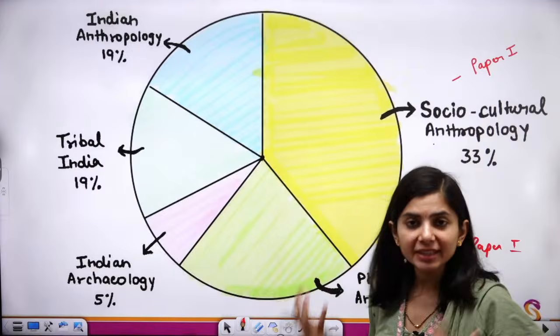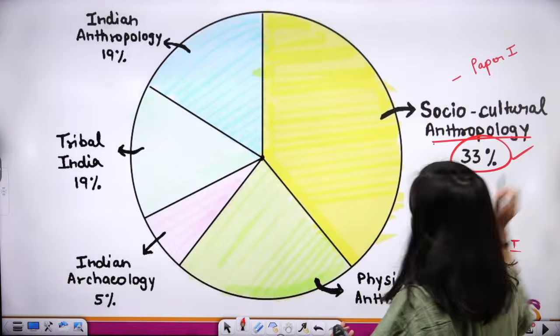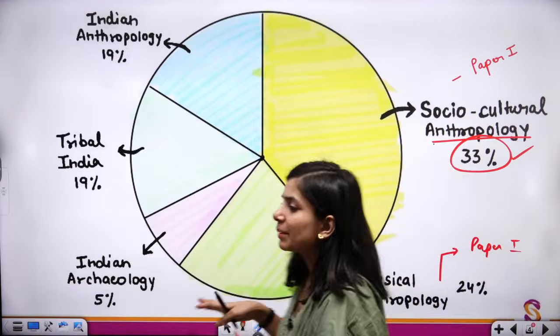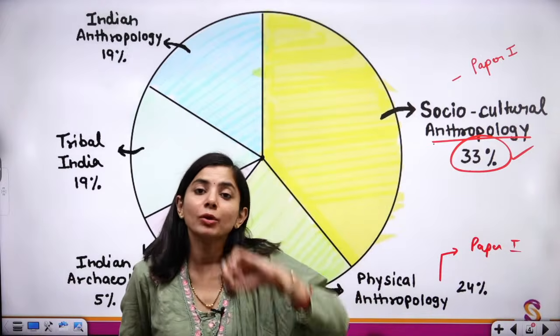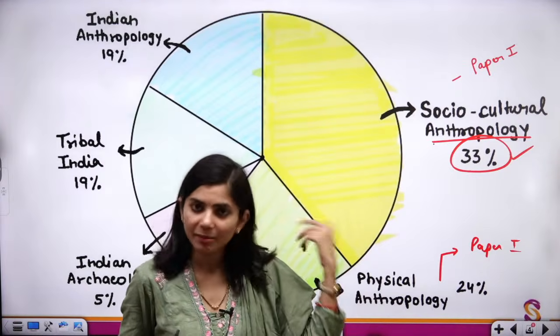Out of the total syllabus of anthropology, socio-cultural anthropology constitutes around 33%. When I say 33%, it is about the total of paper 1 and paper 2, the complete anthropology, not only about paper 1.